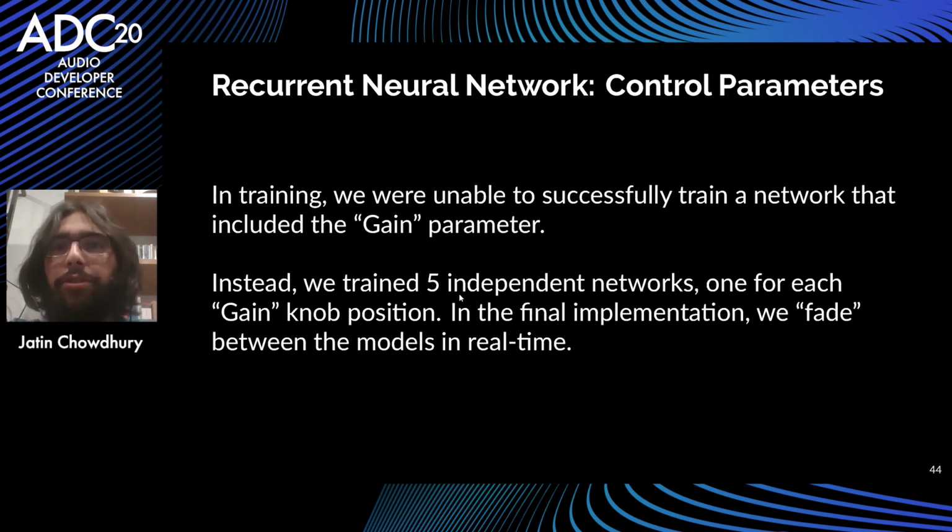I decided instead I would train 5 different networks. So for each value of the gain parameter, I trained one neural network for that value. And then when I implemented this in real time, I essentially fade between the different circuit models as you move that knob.